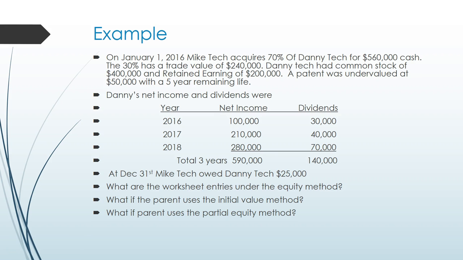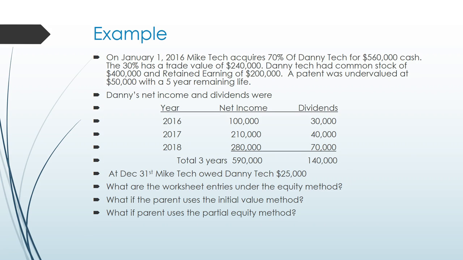Now, for example, on January 1, 2016, Mike Tech acquires 70% of Danny Tech for $560,000. The 30% has a fair value of $240,000. Danny Tech had common stock of $400,000 and retained earnings of $200,000. A patent was undervalued at $50,000 with a 5-year remaining life. Danny's net income and dividends were, for the next 3 years, $590,000 for net income, and he paid out $140,000 in dividends. At December 31st, Mike Tech owed Danny Tech $25,000.